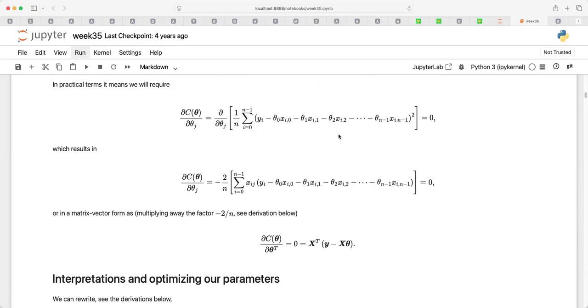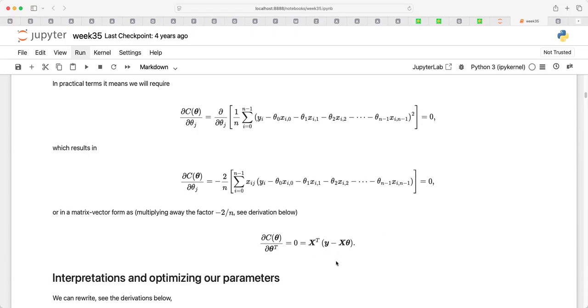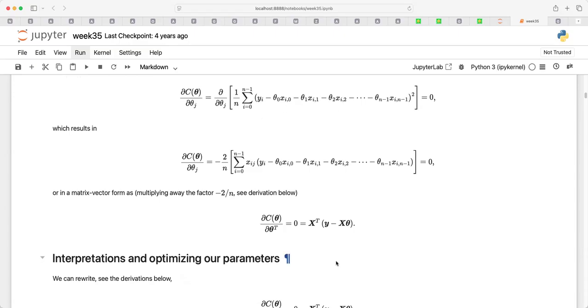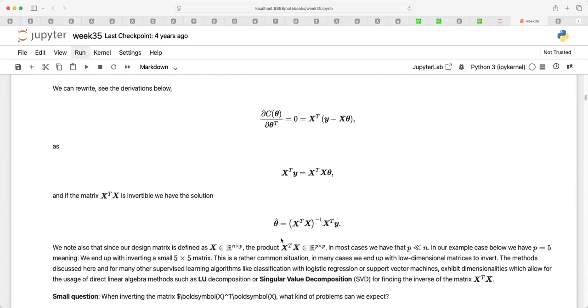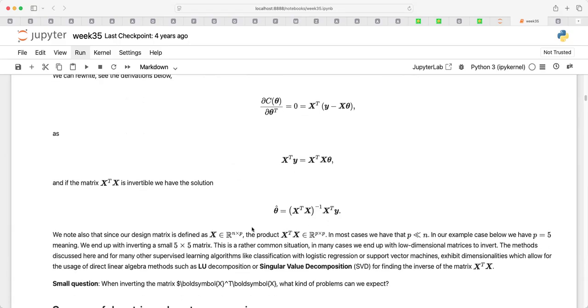So this is a quantity which we want to calculate the derivatives of, and this is what the expression looks like. And in the exercises, you're actually going to show that this is given by this expression here. I'm coming back to this now. When you have this equation here, you can actually show that the optimal parameters theta are given by the inverse of this matrix times x transpose times y.